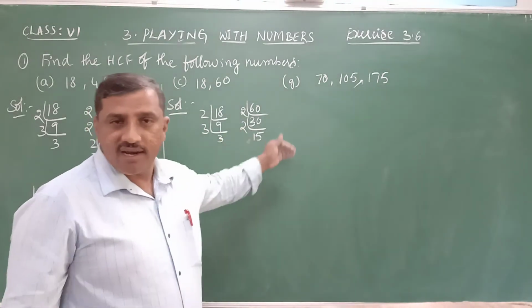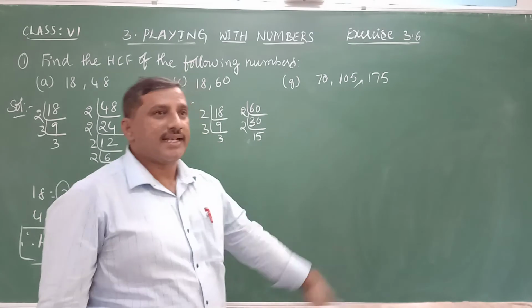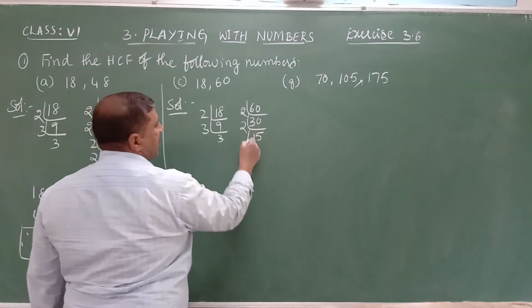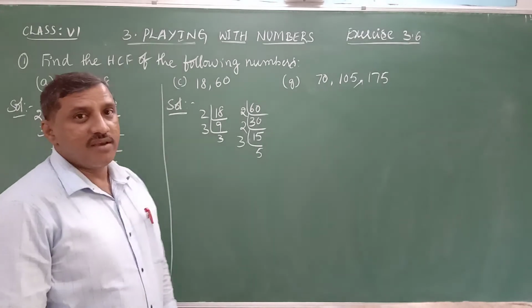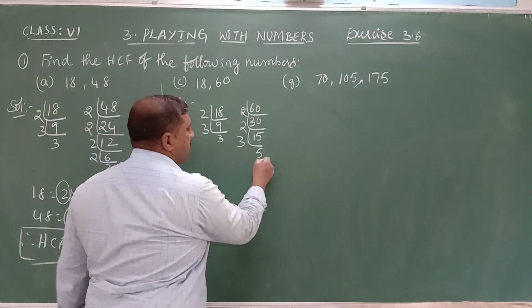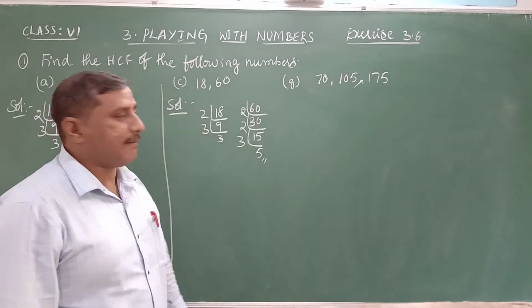It's an odd number. It is not divisible by 2. Next prime number is 3. With 3, 3 5s are 15. 5 is a prime number. The last number we got is a prime number.